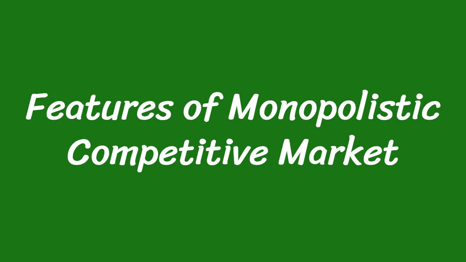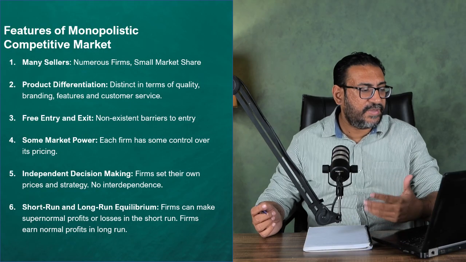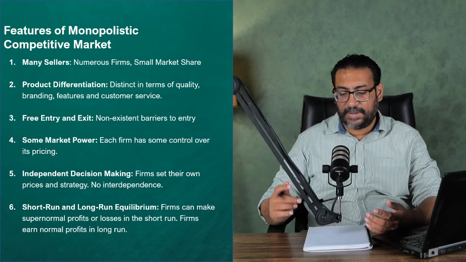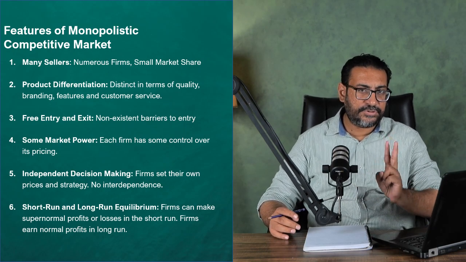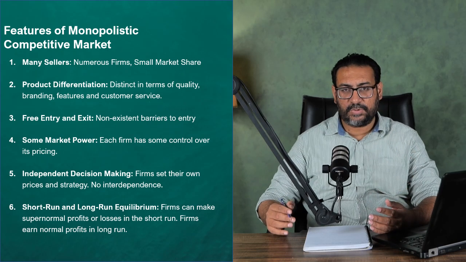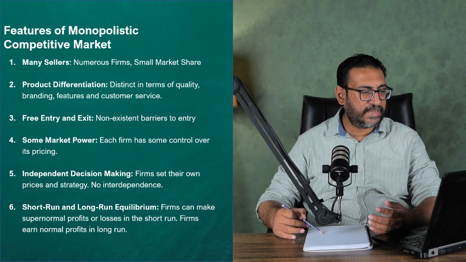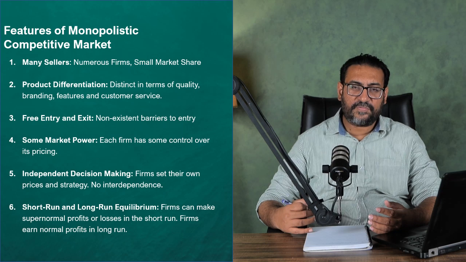Let's start with understanding what a monopolistic competition market structure looks like, or its features. Number one, it has many sellers. There are numerous firms, but each firm will have small market share as compared to the overall market. But number two, very important thing which sets this apart from perfect competition is that there is going to be a little bit of product differentiation.